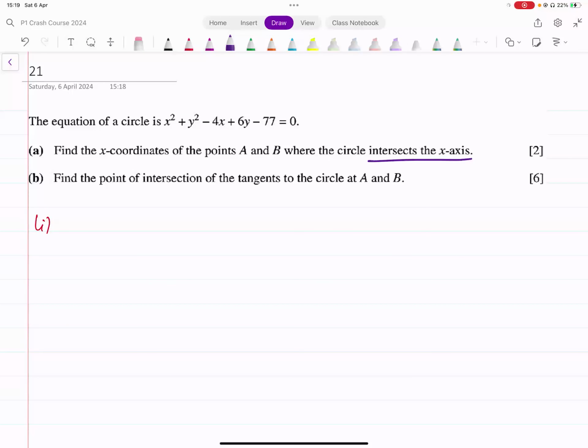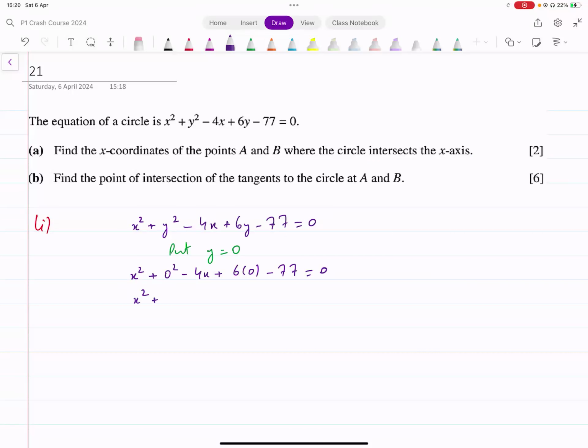How do you find x-intercepts of any function, of any graph? You put y equal to 0. So that's exactly what you're going to do here. You're going to say x squared plus y squared minus 4x plus 6y minus 77 equals 0. Put y equal to 0. What does that give you? That gives you x squared plus 0 squared minus 4x plus 6 into 0 minus 77 equals 0.